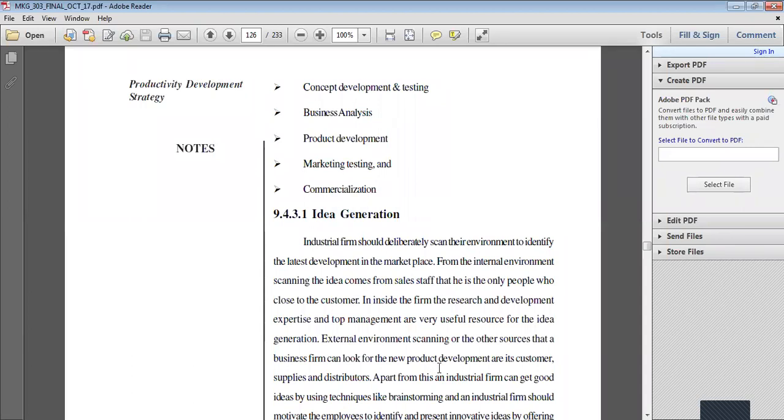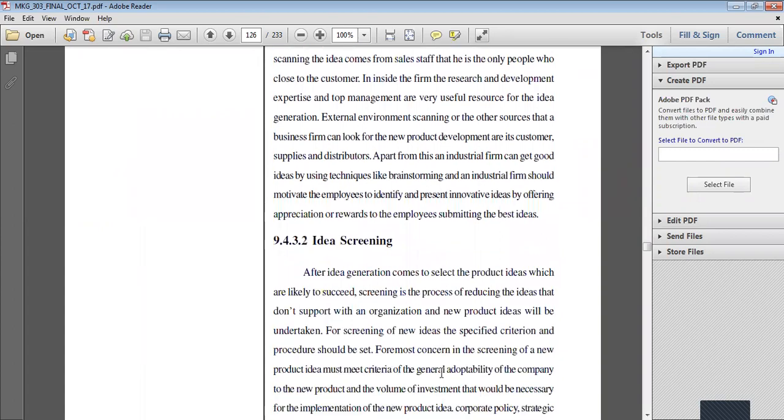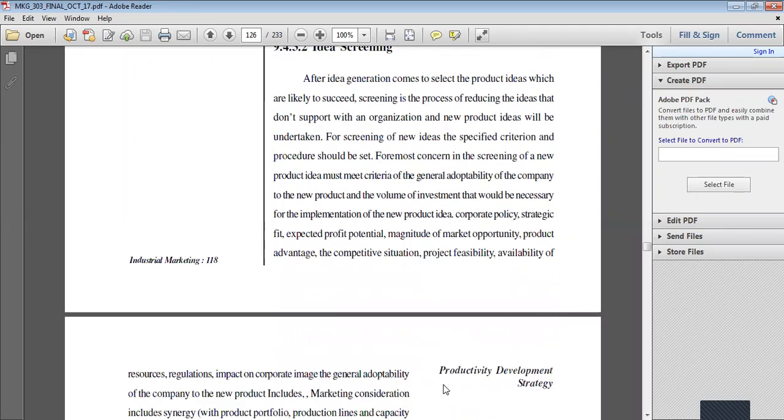Then idea generation. Industrial firms should systematically scan their environment to identify the latest developments in the marketplace from the internal environment. The ideas come from sales staff, who are the people closest to the customer. Companies generate ideas likely to succeed, which is the process of producing ideas that do not conflict with the organization, and new product ideas will be undertaken.